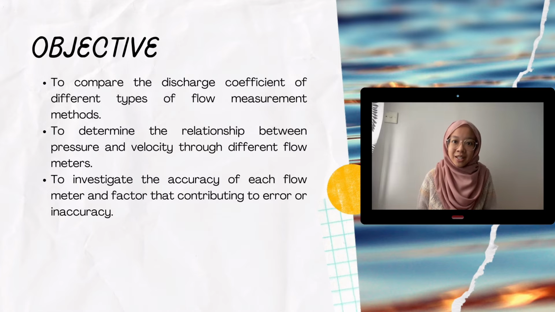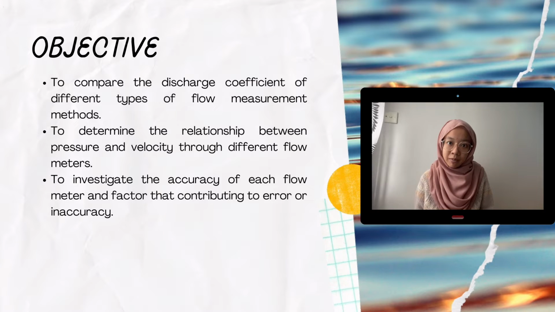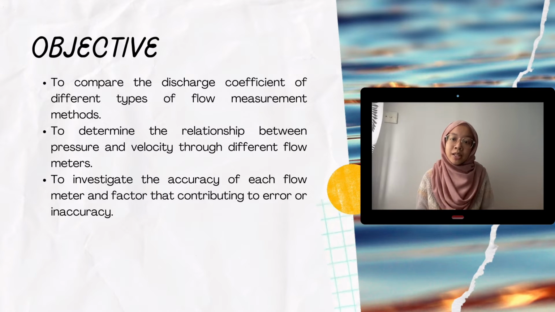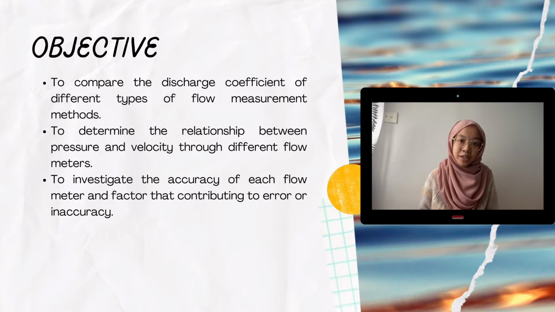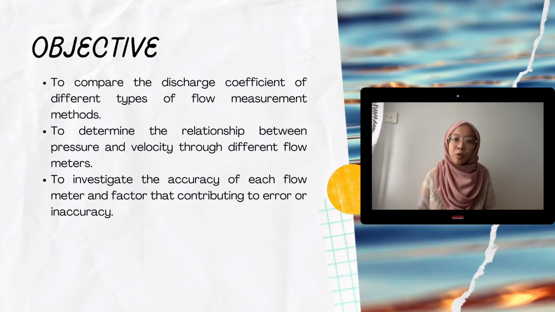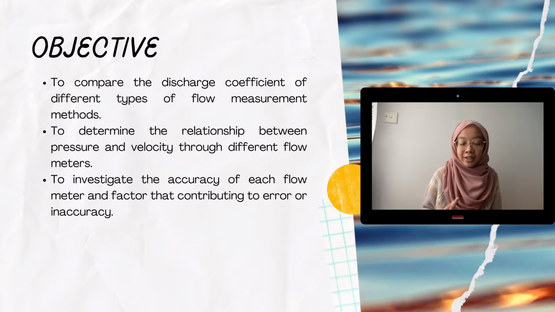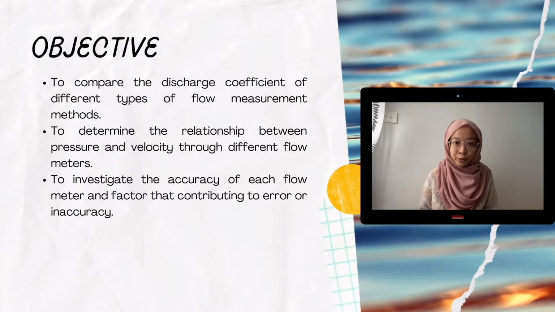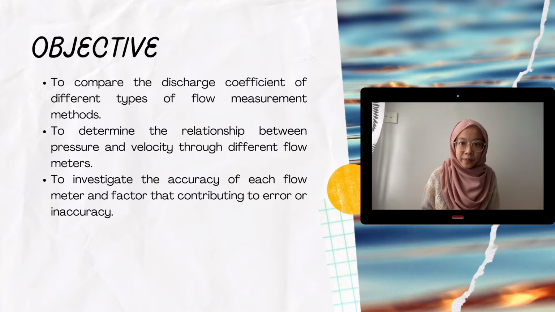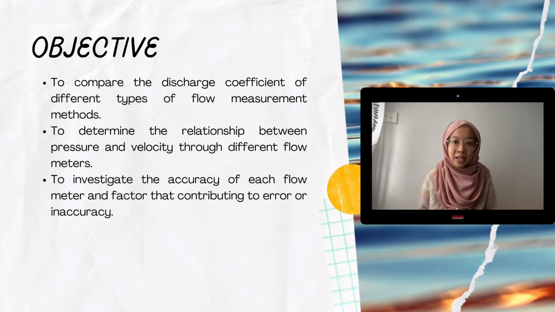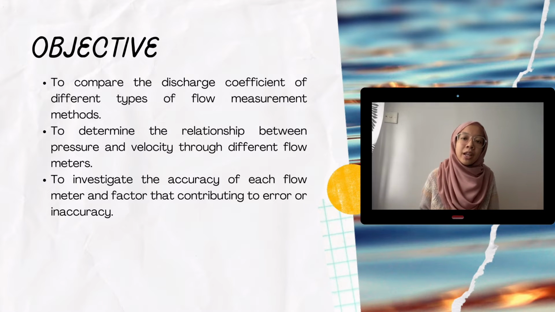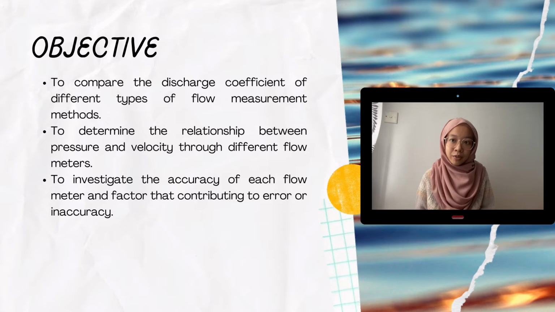So the next one is the objective of this experiment. Our main objective for this experiment is to compare the discharge coefficient, which is CD, of different types of flow measurement methods. The next one is to determine the relationship between the pressure and the flow and the velocity through different flow meters. And the last one is to investigate the accuracy of each flow meter and the factors contributing to error or inaccuracy.